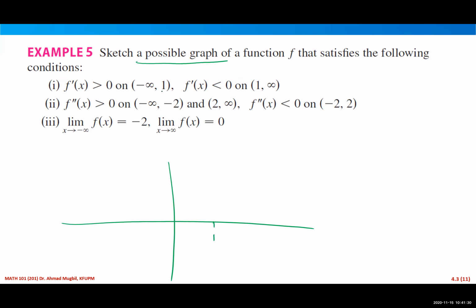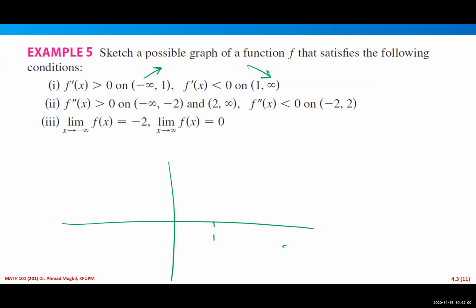From negative infinity to 1, the graph is what? Increasing. So it will do something like this here. It will never be decreasing. Now the derivative is negative from 1 to infinity, so here it will be decreasing, something like that. So here it is increasing and here it is decreasing. Let me write that here.